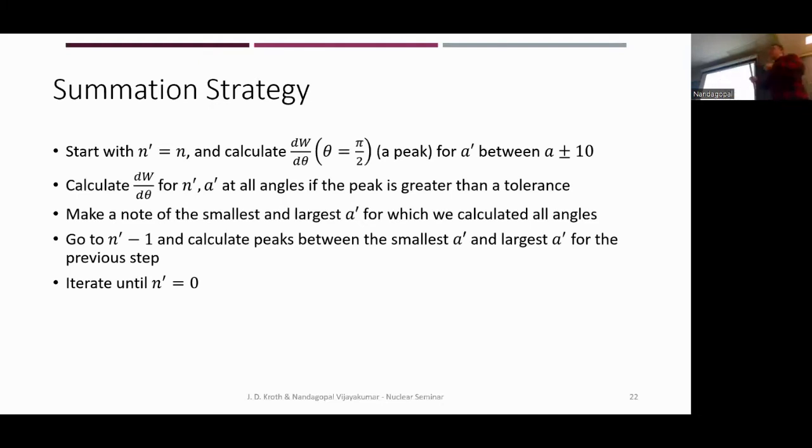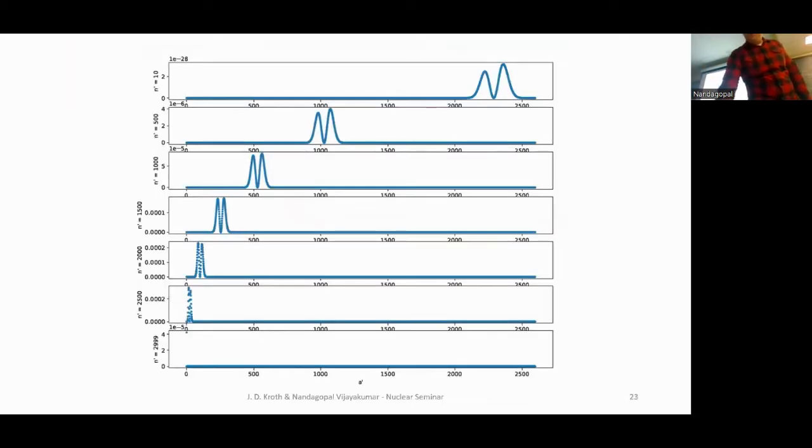We use that in our next step where we go to n prime minus 1. We're going to start at the minimum a prime minus 10 or so, and then go to the maximum a prime plus 10 or so, just to capture the width of the thing. And then we're going to keep doing that, calculate peaks, calculate angles, and iterate until we reach n prime equal to 0.